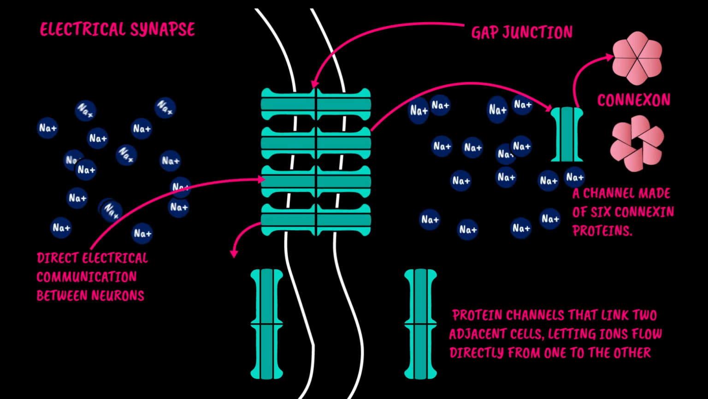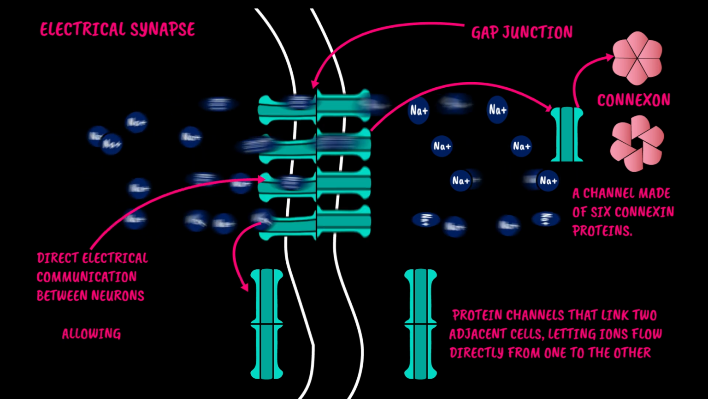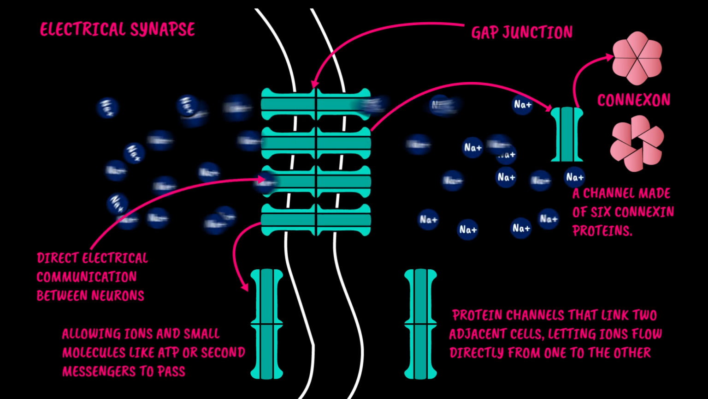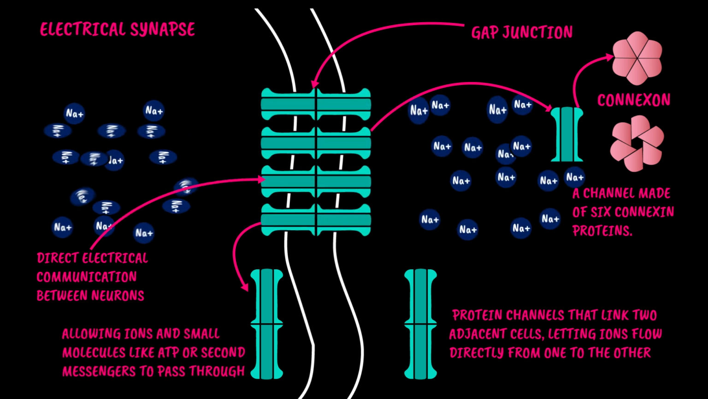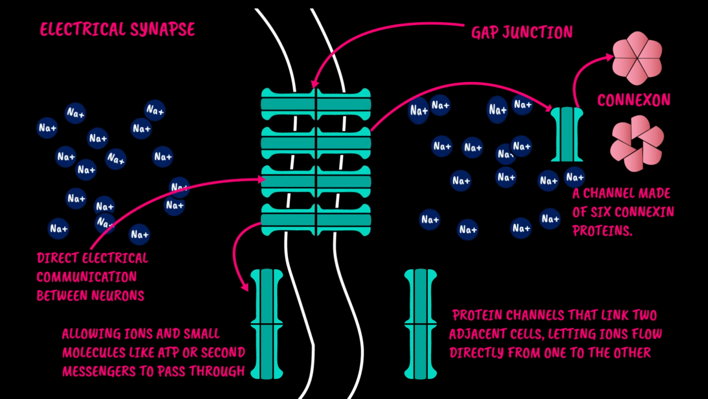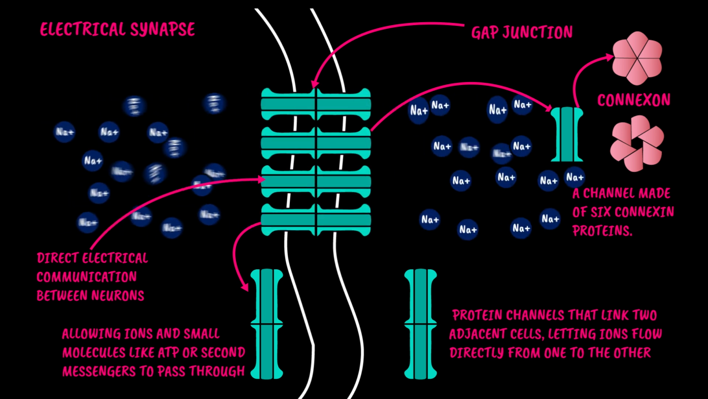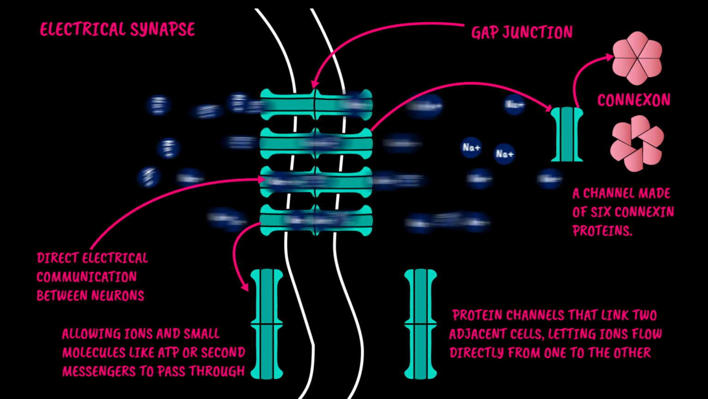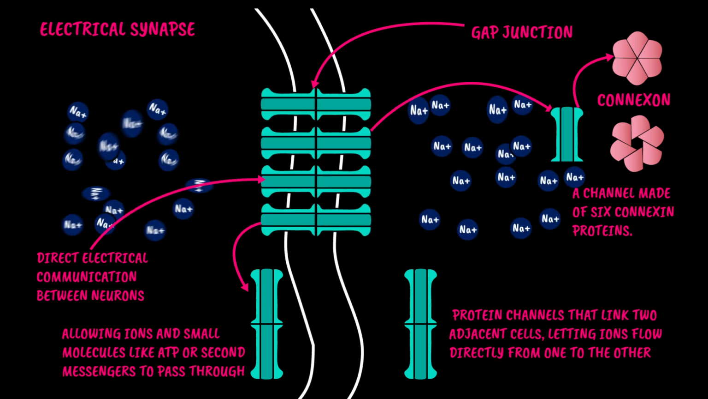These form a continuous bridge, allowing ions and small molecules like ATP or second messengers to pass through. Because there's no synaptic delay, signals travel incredibly fast. And unlike chemical synapses, electrical synapses can transmit in both directions.